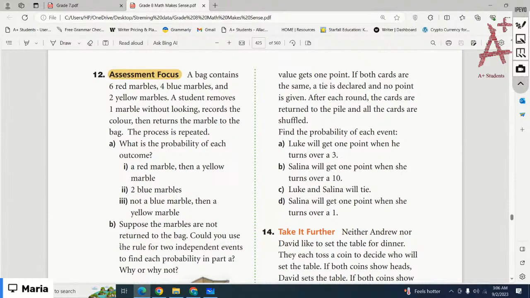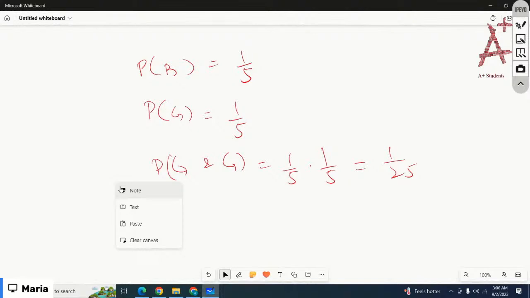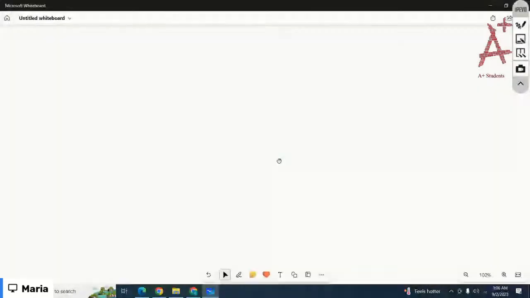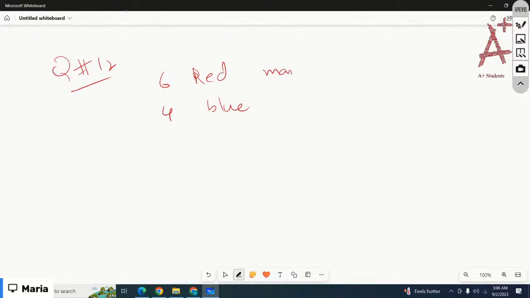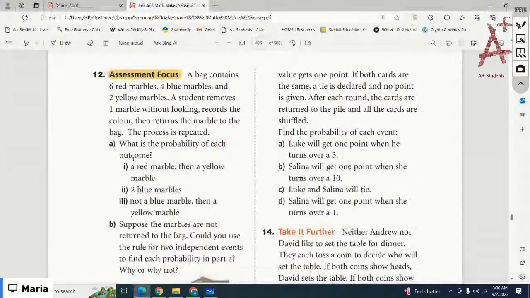Okay, so he has 6 red, 4 blue, and 2 yellow. He has 6 red marbles, then he has 4 blue marbles, and 2 yellow marbles, right? Okay, the first part is: what is the probability of each outcome? A red marble, then a yellow marble.